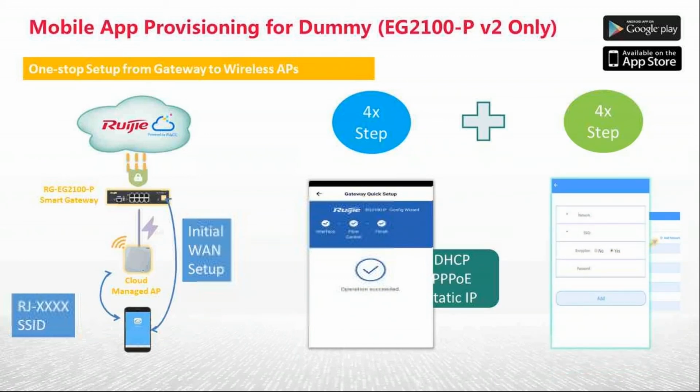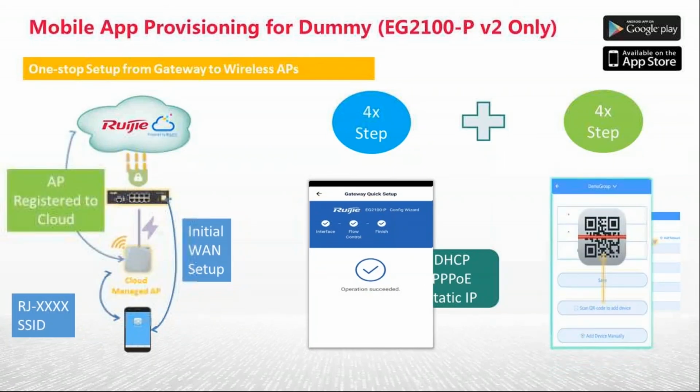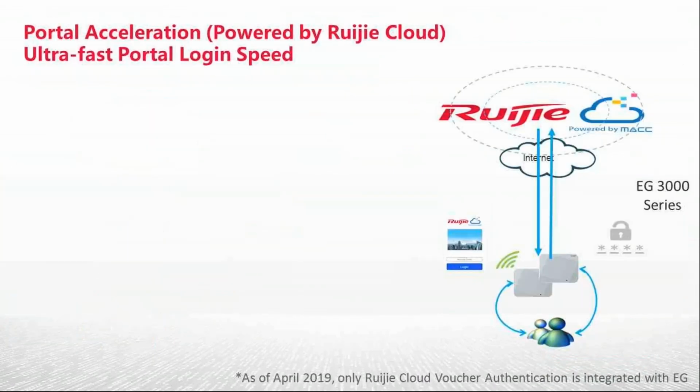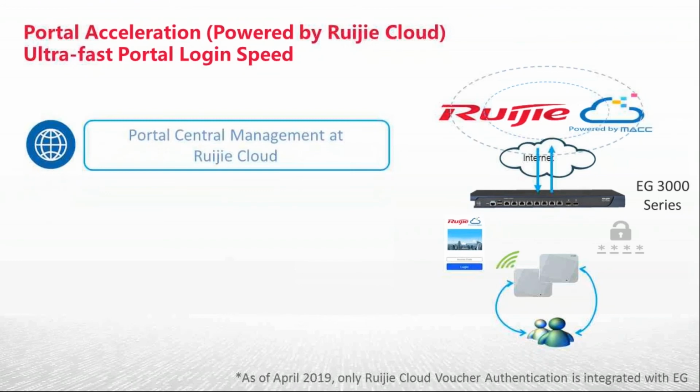This is to set up the network SSID, which is for the wireless. After that, you can see it in your Ruijie Cloud. So your portal and center management all use the Ruijie Cloud to do the portal management.